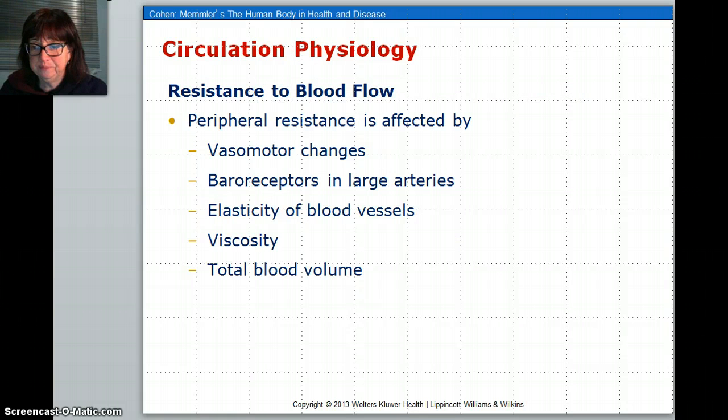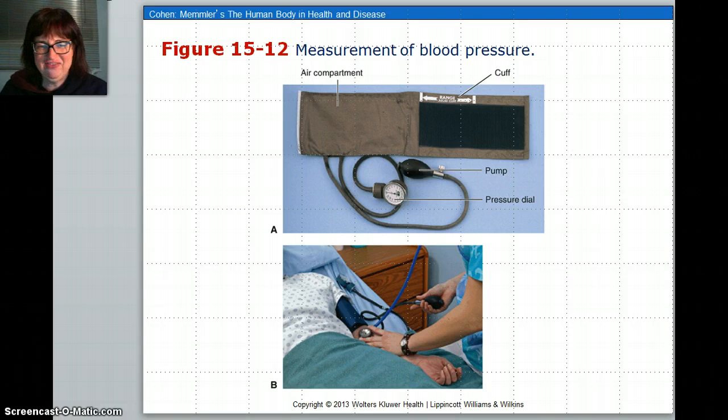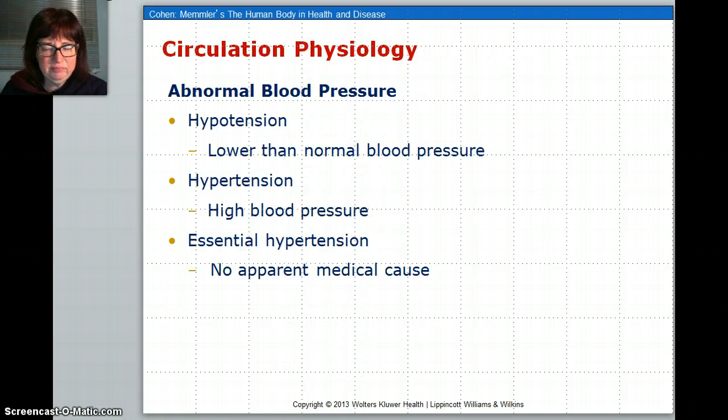Resistance to blood flow. Peripheral resistance is affected by vasomotor changes, which is the pumping in your heart. Baroreceptors have to do with stretch receptors, elasticity of the blood vessels. As you get older, it will decrease the elasticity of your blood vessels. Viscosity, which is the thickening of the blood, and your total blood volume. Blood pressure is taken using a sphygmomanometer or a blood pressure gauge. You'll learn that in clinical. Hypo means low, hyper means high, and you'll learn that in clinical.